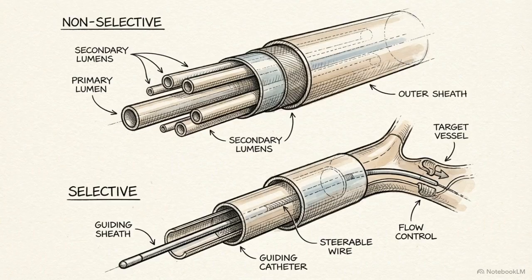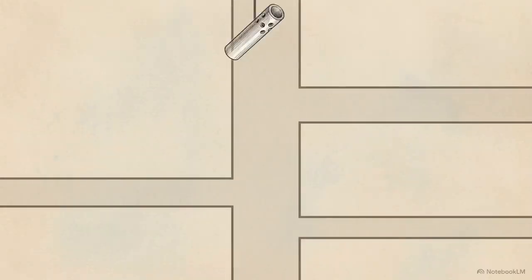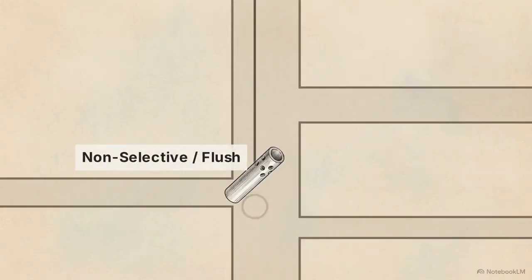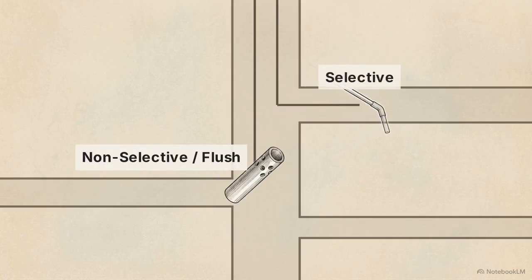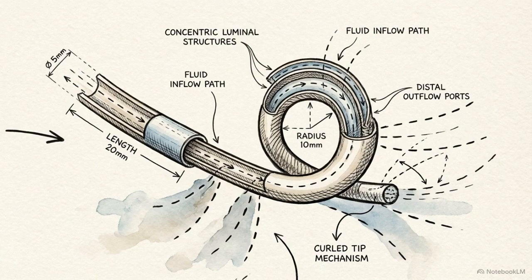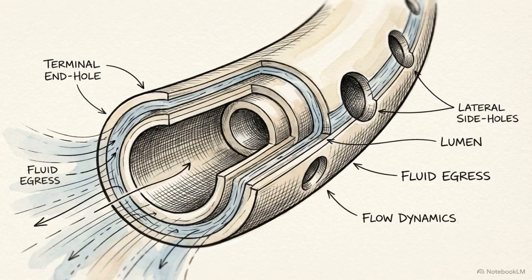Catheters are divided into 2 primary structural classes: non-selective flush catheters designed for large main vessels, and selective catheters designed to navigate into smaller branch vessels. The pigtail catheter is the standard non-selective tool for high-volume injections into large vessels like the aorta. It features a curled distal end and is manufactured with both a terminal end hole and multiple lateral side holes.